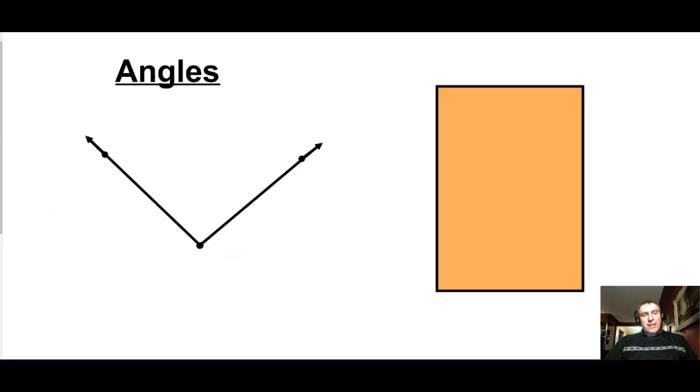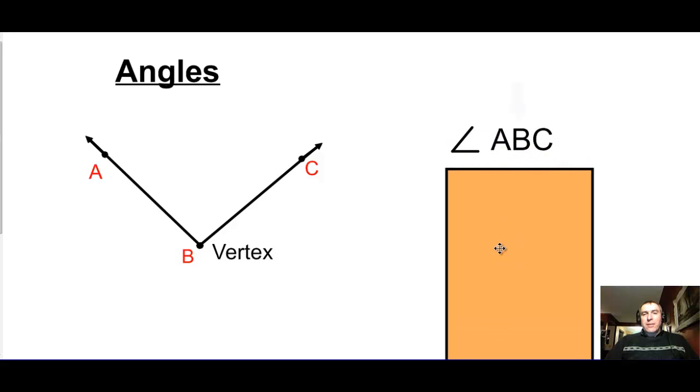Well, if those are lines, then when two rays come together, they can form an angle. And where they come together at the midpoint is called the vertex. That's where they meet at the very bottom. And then to refer to this angle, we could put names on the different points. Let's, for example, refer to this as angle ABC. And we use a symbol here that says the angle. So that refers to angle ABC.